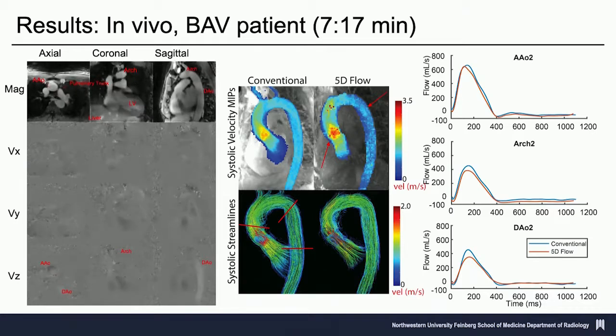However, the systolic velocity maximum intensity projections, while they look very similar, you do note some increased peak velocity in the ascending aorta and decreased peak velocities in the arch and the descending aorta. We did some time resolved flow analysis as well and saw some underestimation in some of the later arch and descending aorta planes compared to Cartesian, but it looks quite good, I think.